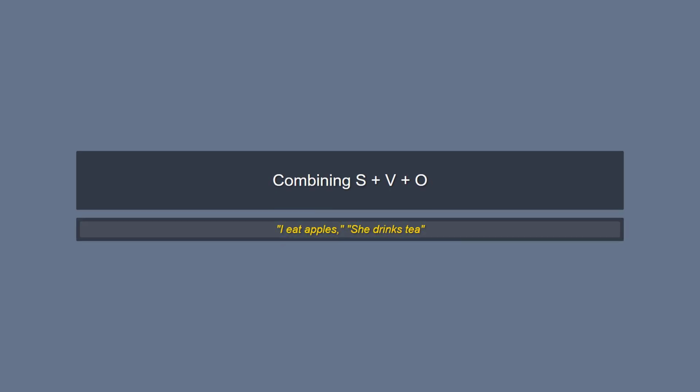Now let's bring all three parts together: subject, verb, and object. Consider these sentences: I eat apples, he drives a car, or they watch movies. Each follows the pattern of who or what, the subject, doing what, the verb, and to whom or what, the object. This structure is incredibly common in English, and by mastering it, you can already form a multitude of practical sentences.